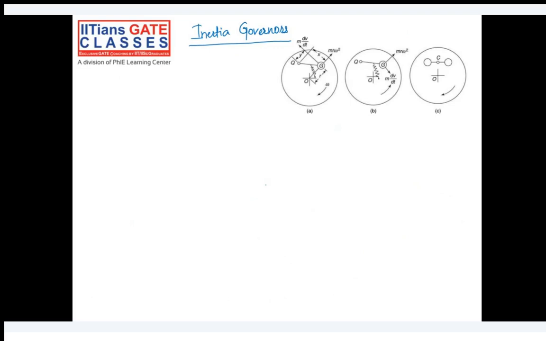For your syllabus, we have covered the major topics already, like mechanisms and machines, then velocity and acceleration analysis, gear and gear trains, and flywheels, where you can expect more questions. Apart from that, governors, CAMS, followers, and balancing are a bit smaller topics. If you see the previous questions, you will find very few questions on these, because these topics were added to the syllabus later on.